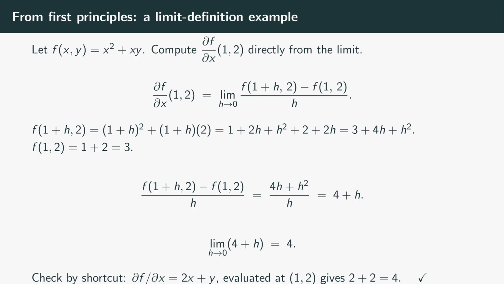One time, by hand, from the limit definition. After this, we get to use shortcuts, but I want to do this once so we know what the shortcuts are actually doing. Take f of x and y equals x squared plus x times y. The target is the partial with respect to x at the point 1, 2.